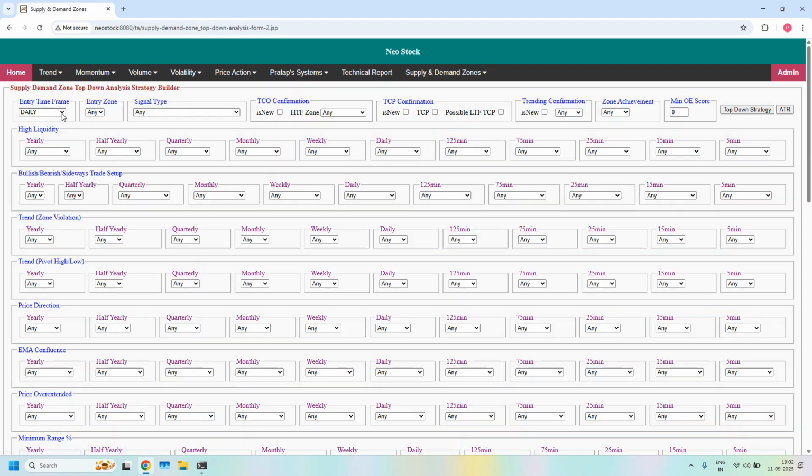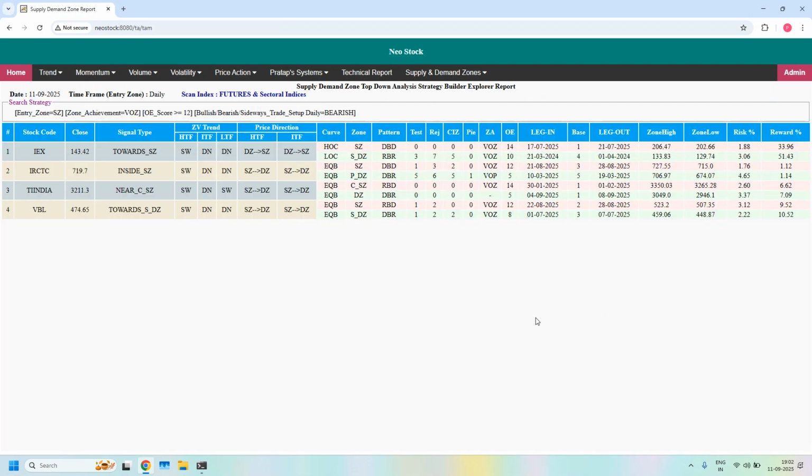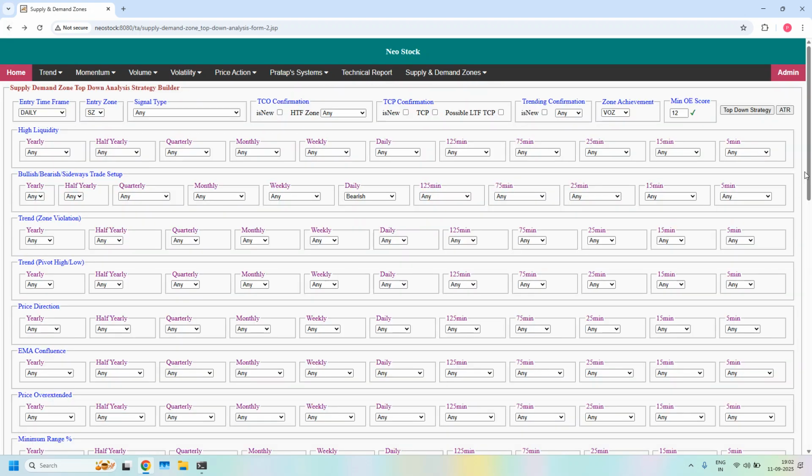Next, bearish trade setup for monthly income trade, entry time frame daily, entry zone, supply zone. So in daily I am selecting bearish, zone achievement VOZ, minimum order enhance score 12. So 4 stocks are filtered. Bearish trade setup monthly, entry time frame zones, daily supply zones. High probability trade setup zones we will identify.